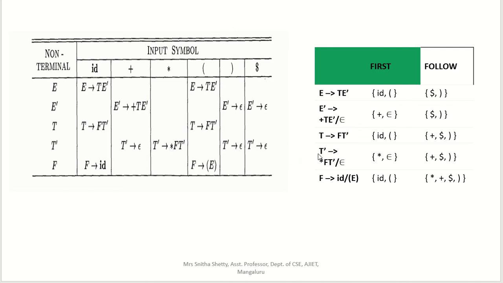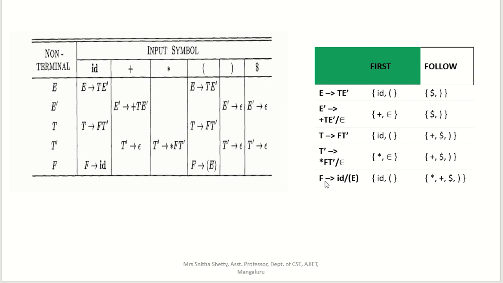One more production is T' gives epsilon. When a variable gives epsilon, we should consider the follow of the left hand side variable. So follow of T' is plus, dollar and closing parenthesis. So under plus, under dollar, and under closing parenthesis, you are placing the production T' gives epsilon. Hope this is clear, students.